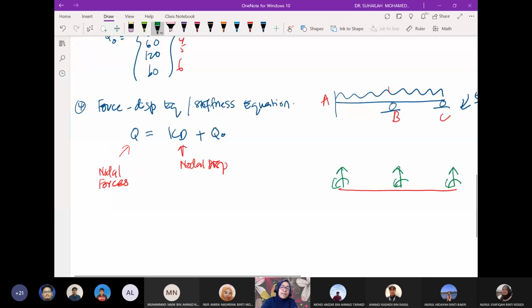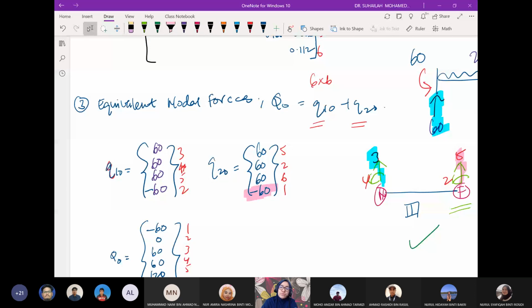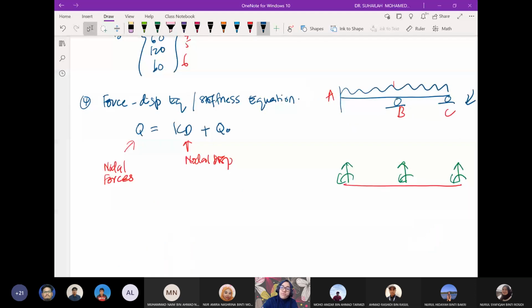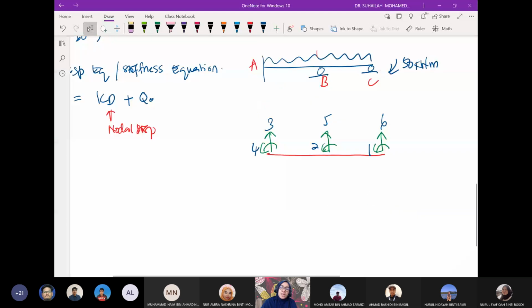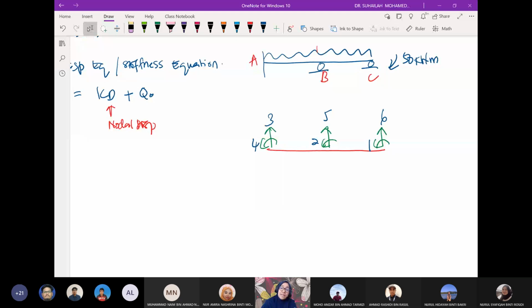So bila kita combine tu, dia jadi apa? Dia jadi 3, 4, 5, 2. Here is, this is 3, 4, 5, 2. And then 5, 2, 6, 1. Macam ni kita, bila kita gabung dia kan. Okay, 5, 2, 6, 1. So we must also write Q and D in matrix form.